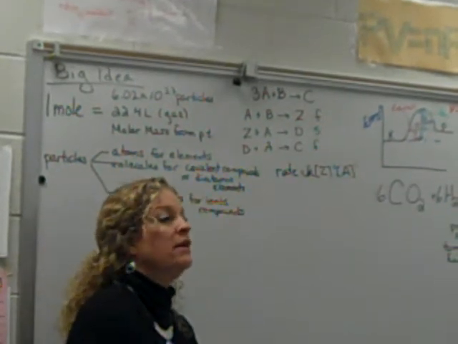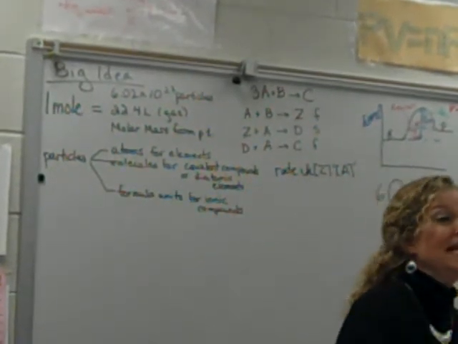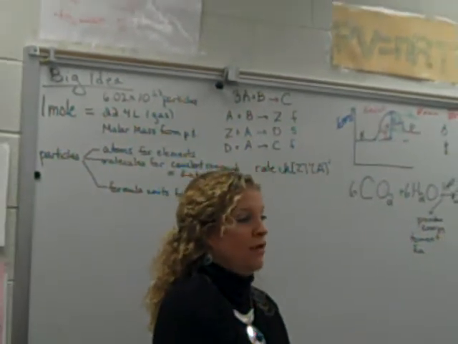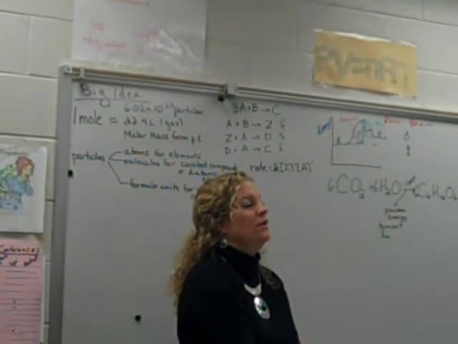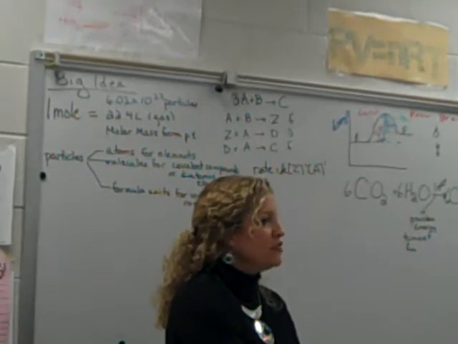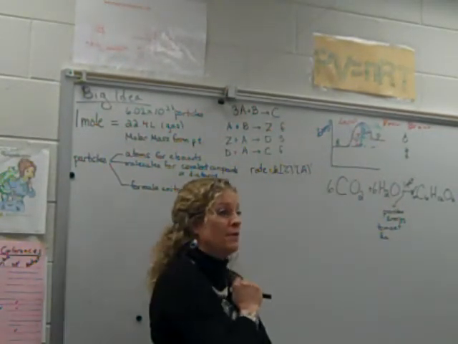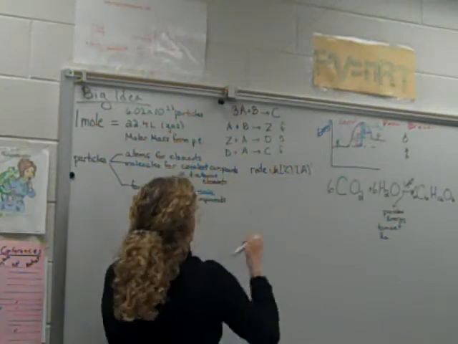Say it louder, Magdalena. Z is an intermediate. We're not allowed to have intermediates in our rate law. Okay? No, it's not just that. What did we say we do when we have a fast step before a slow step? So it'd be like A squared.